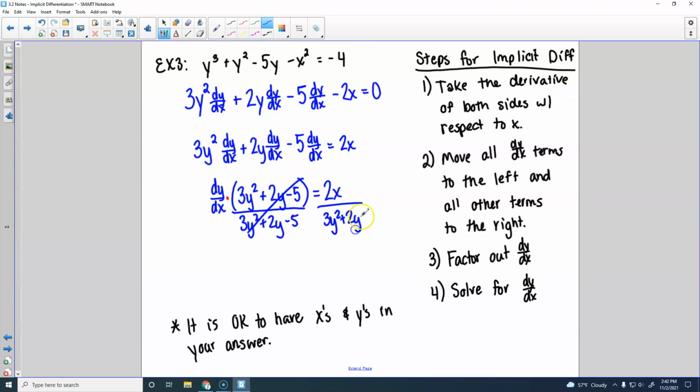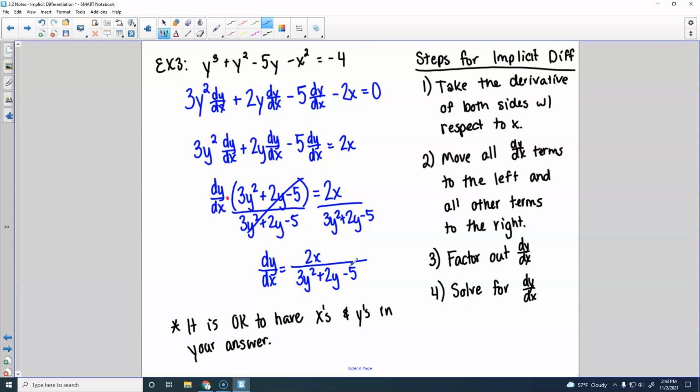And so my derivative of y with respect to x is 2x over 3y squared plus 2y minus 5. Is this the one we always get, or the new one? I mean, it's the one we always get, but what's different about this than what we've done so far? It's got y's in your derivative, which is okay.